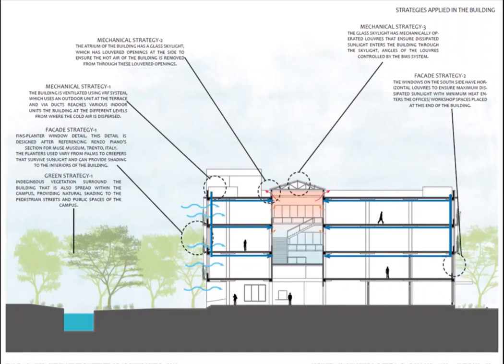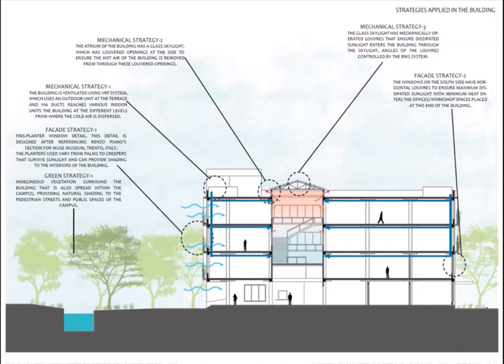The third mechanical strategy is the glass skylight that has mechanically operated louvers that ensure dissipated sunlight enters the building through the skylight, and the angles of the system of the louvers are controlled by the BMS system of the building. The facade strategies are majorly the use of fins and planter window detail. This detail is designed after referencing Renzo Piano's section for the Muse Museum, Trento, Italy. The planters used vary from palms to creepers that survive sunlight and can provide shading to the interiors of the spaces.